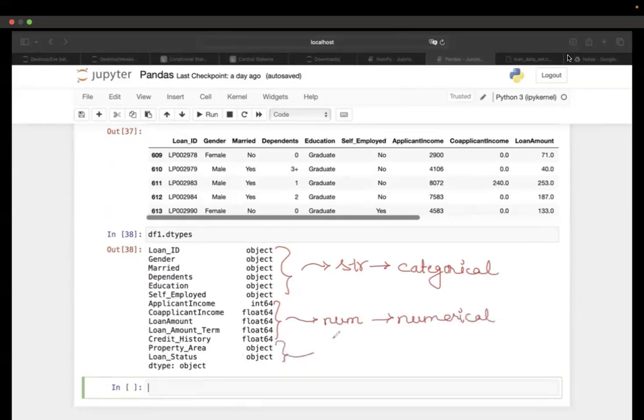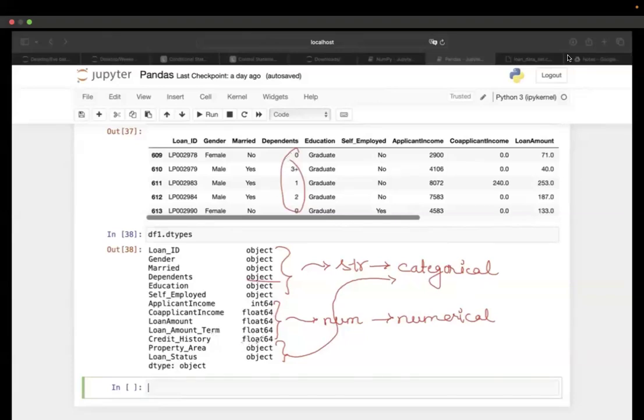This object again is a feature. Okay, so either it is categorical or numerical. There are only two possibilities for a feature to be. Categorical means string type, numerical means number type. You can see dependence is string type of data. Previously, it was looking like some weird number. Got the clarity?